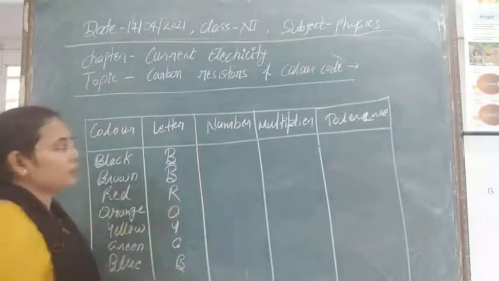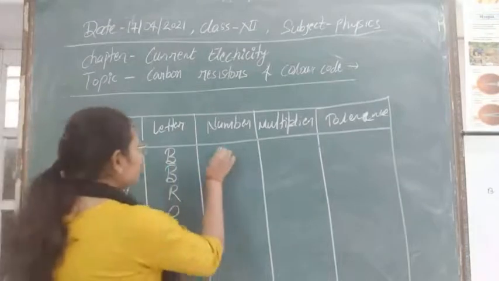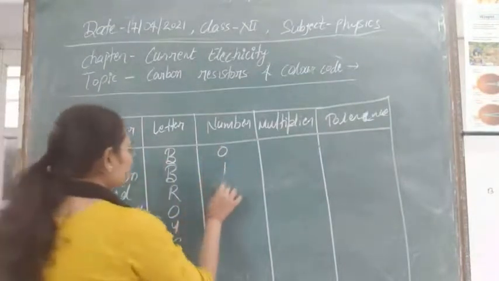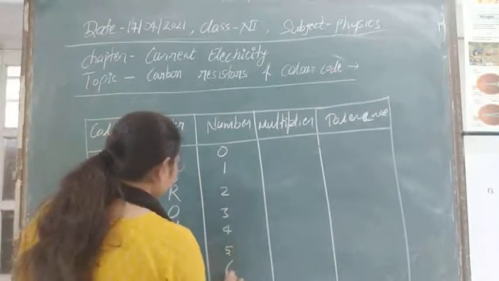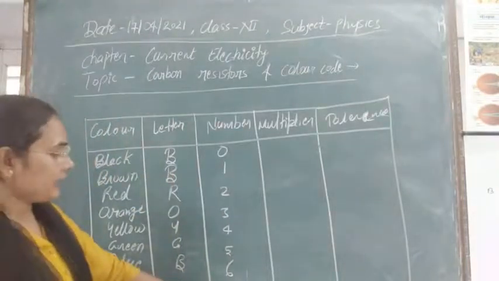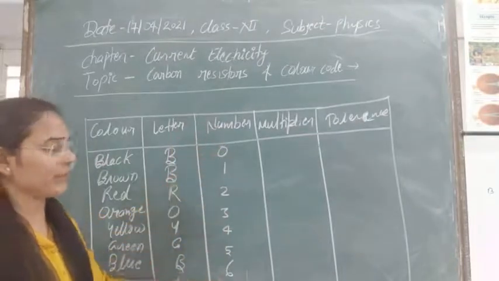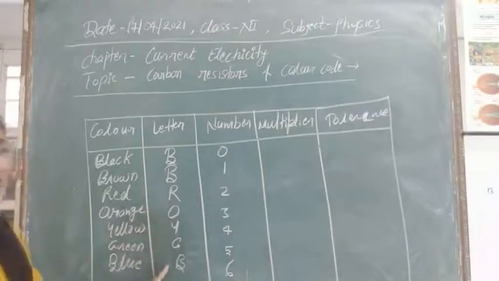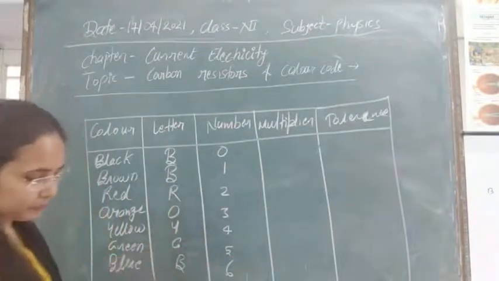Now come to the number point. In the case of the number point, we assign the first color 0, after that 1, 2, 3, 4, 5, 6, and for violet, grey and white 7, 8 and 9. So after this the numbers are very easy. From 0 to 9 we have to write. Here 10 colors we have, and for these we have given letters with the help of the first letter.